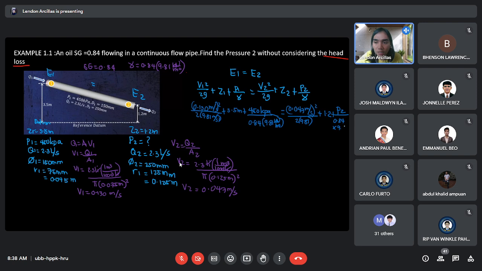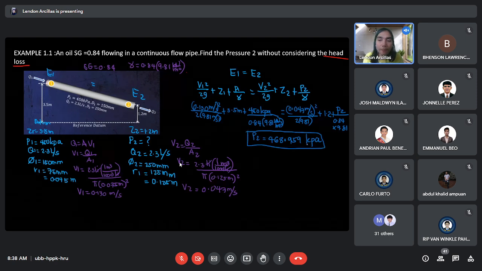Using ship solve, you will have a pressure P2 of 468.959 kilopascal. Again, this is a gauge pressure, right? So that's how you solve an energy in and energy out.